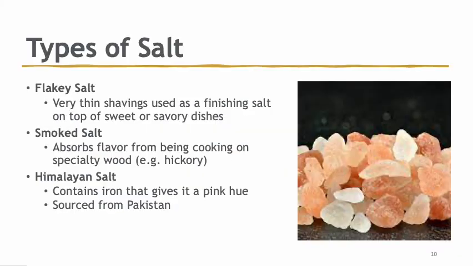Then continuing with types of salt, we have flaky salt, which are very thin shavings, and this is used more for garnishing the top of sweet or savory dishes. Then we have the smoked salt, and this salt has been smoked with specific types of wood, like for example hickory wood. And then this is one of the most popular ones, which is Himalayan salt, which is salt that contains iron, and this iron gives this salt its pink hue, and it's sourced from mines in Pakistan.